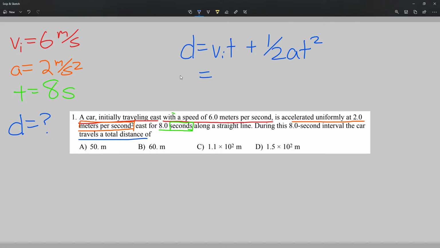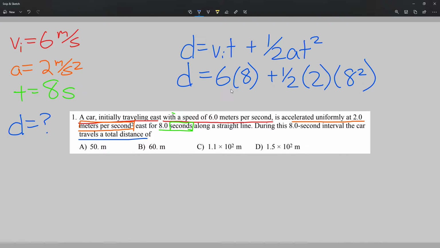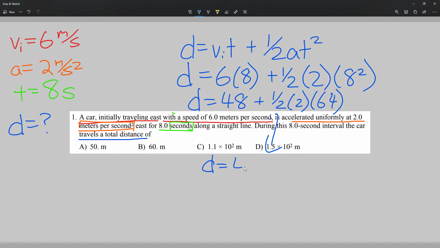So we're just going to plug in everything. VI is 6, T is 8, plus 1/2 A, which is 2, T is 8. All right, so to simplify this, 6 times 8 is 48. 8 squared, we do 8 squared first, right? So that's 64. Moving down here, we have D is equal to 48.